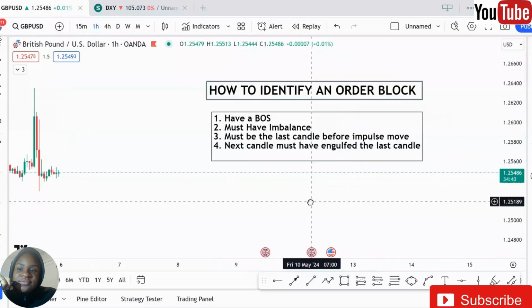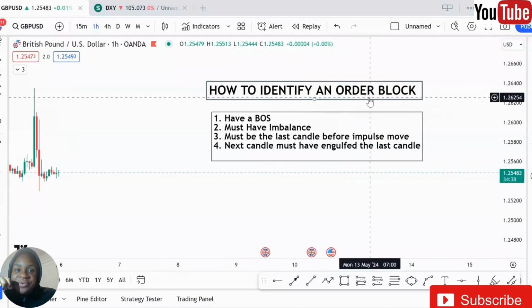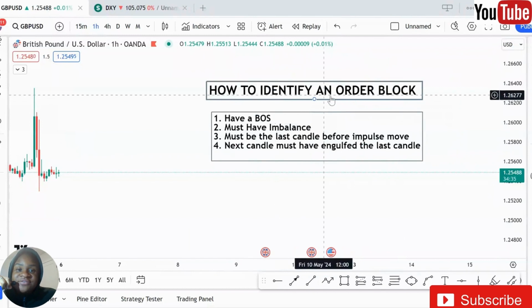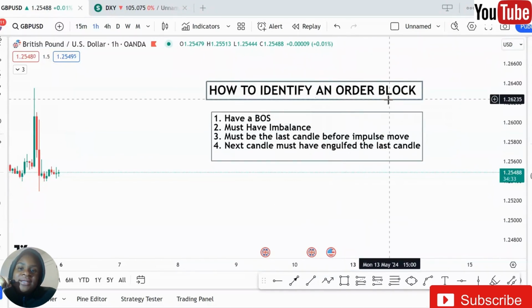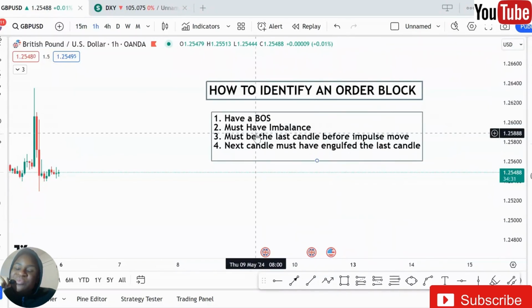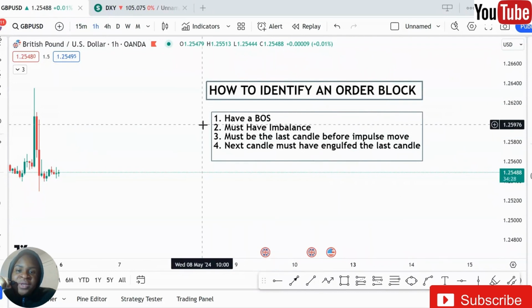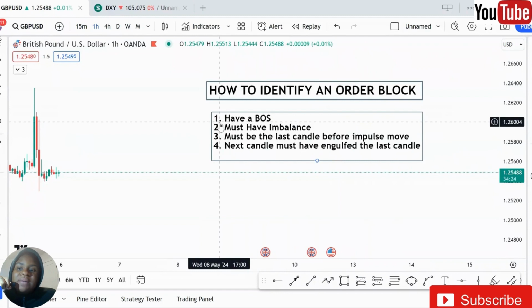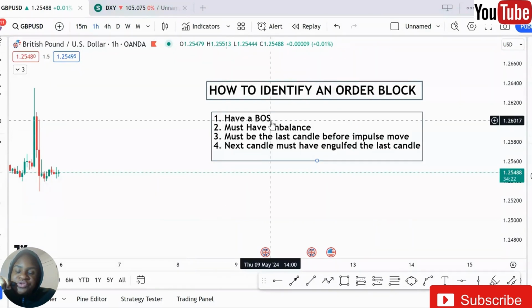So today's video is how to identify an order block. Now I came up with this rule. I know many of you already know it, but for those that don't know how to locate an order block or are starting, an order block is created when there is a break of structure.